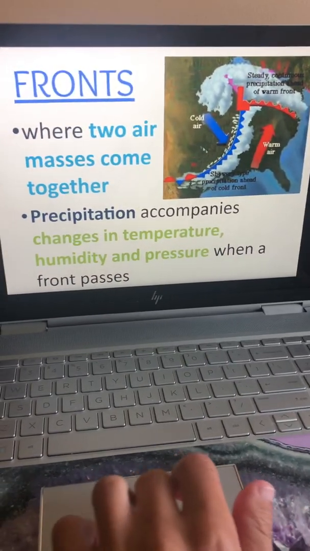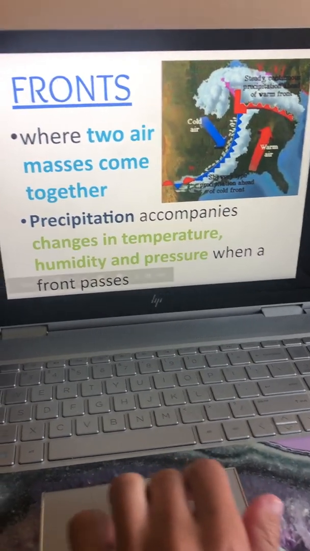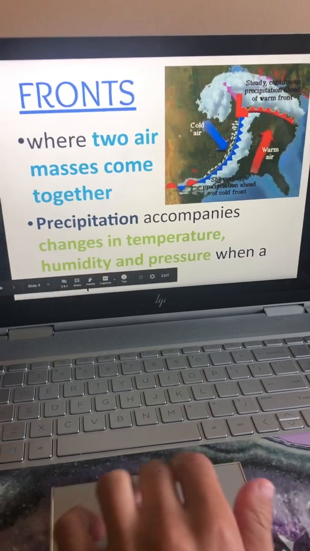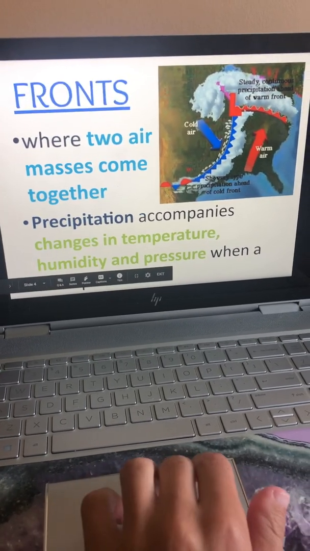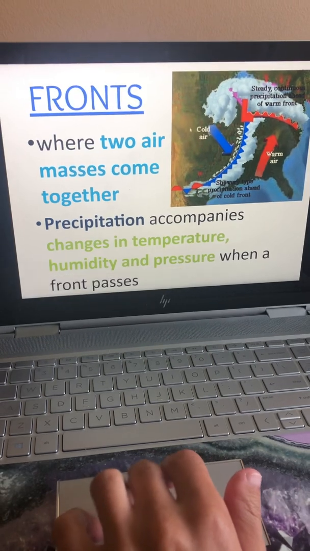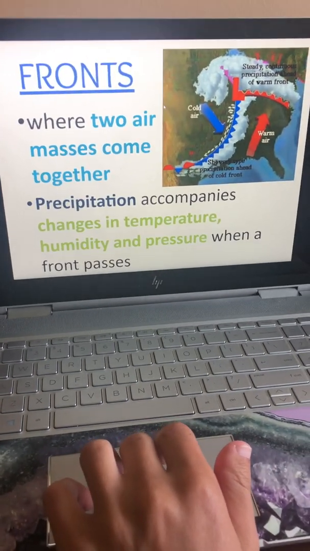Well, we are going to switch over to the PowerPoint presentation, and we are going to talk a little bit about fronts. There are 4 types of fronts. We're going to talk about 3 of them. And how do we get a front? That's when the air masses are going to collide. That's going to cause a front.